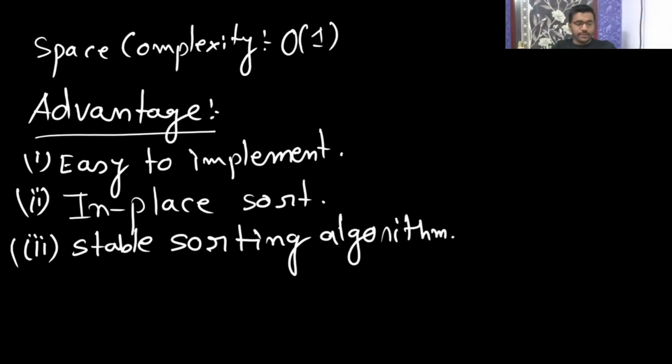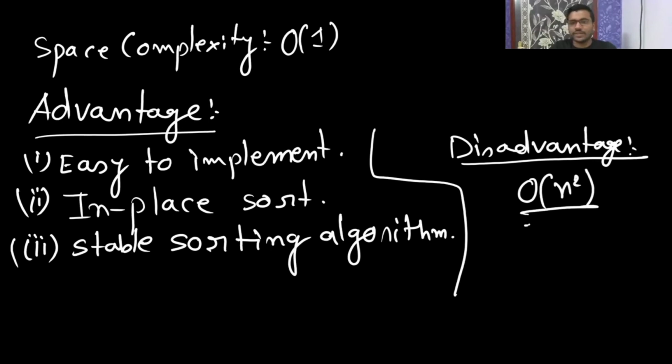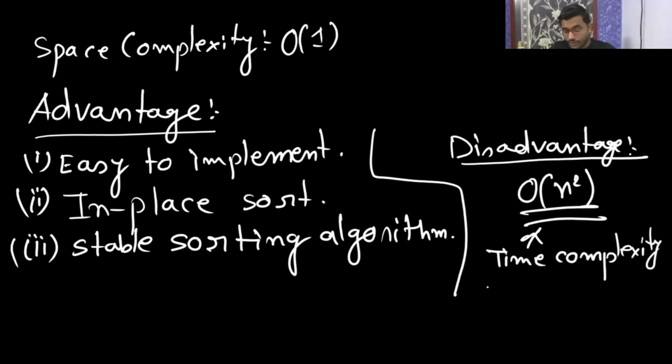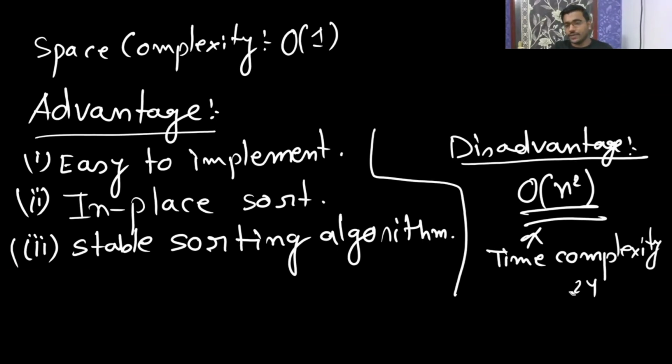Now there is a disadvantage. What is the disadvantage? The time complexity, which is big O of n square. It's very much. Whenever you compare, take n equal to 100 or 1000, it will be a big number, n square. So n square, the time complexity, is the disadvantage.